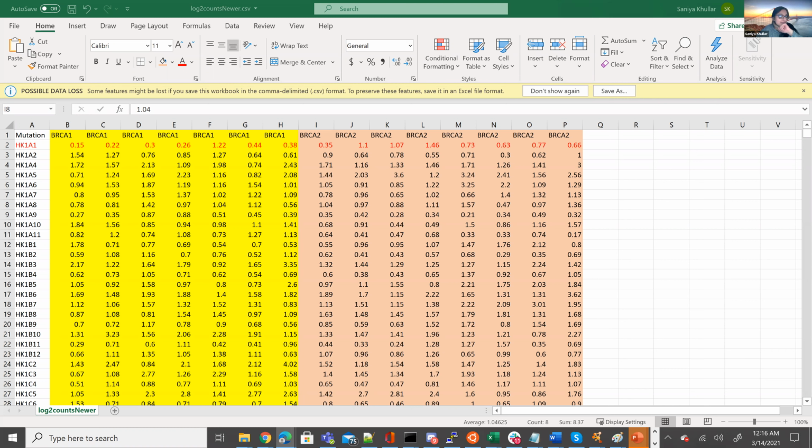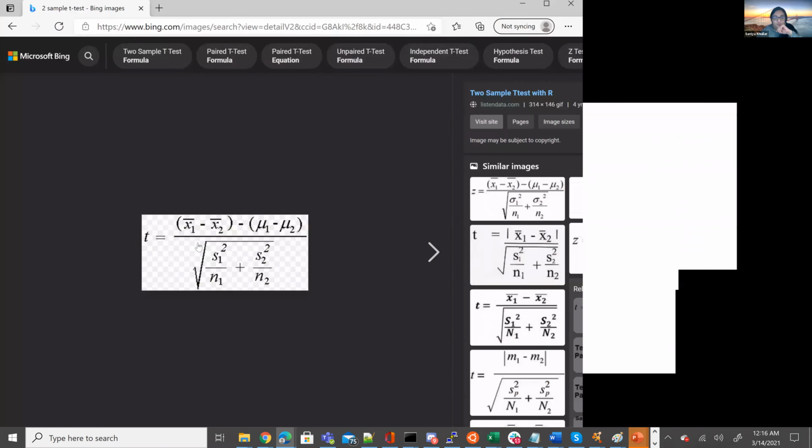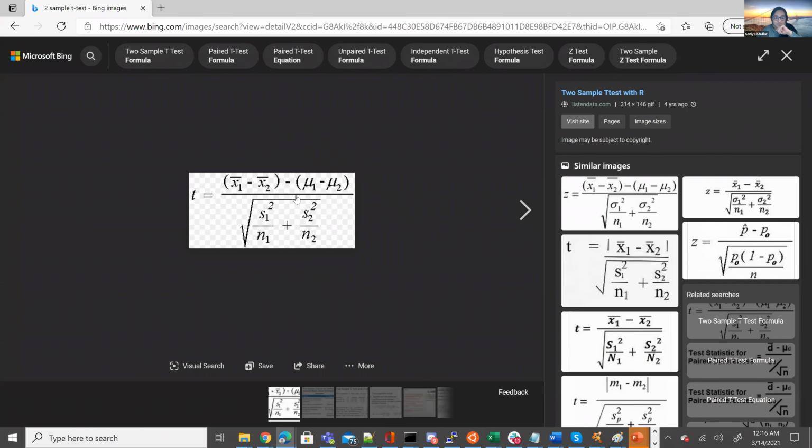Often what you do for the two-sample t-test, it's typically given like this, where you're comparing the means between the two groups, the sample means here, and you're dividing by the square root of S1 squared over N1 plus S2 squared over N2. So you're performing a two-sample t-test here with this information.